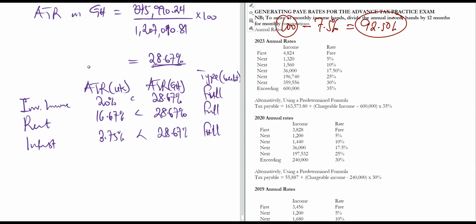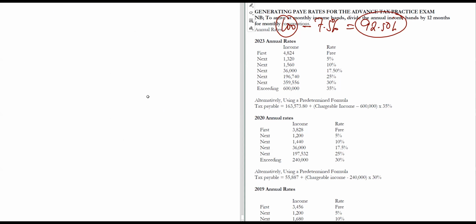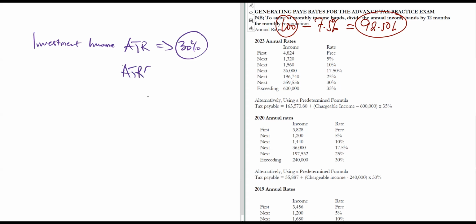Assuming now it is the opposite, when we reach this level, let's just modify one of them so that it will look okay. So now assuming the investment income resulted in an average tax rate of, let's say, 30%. Now we know the average tax rate in Ghana was what? 28.67%, right?